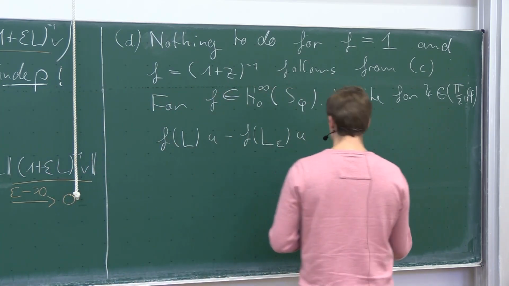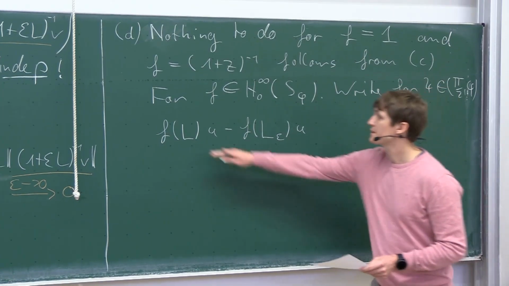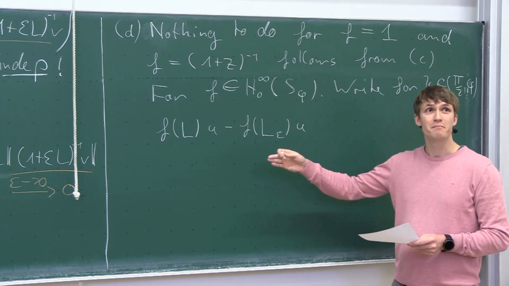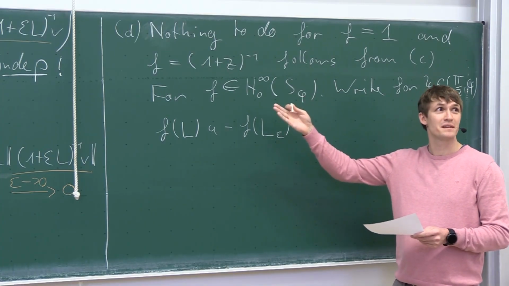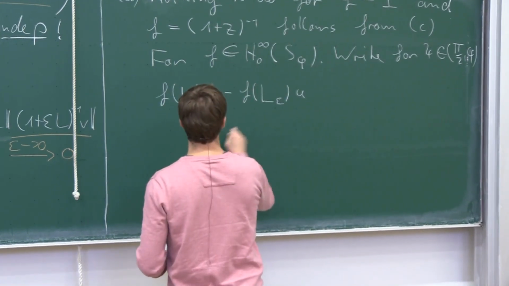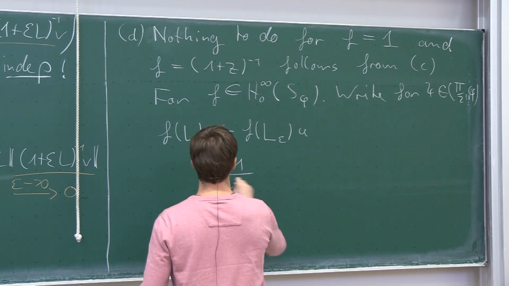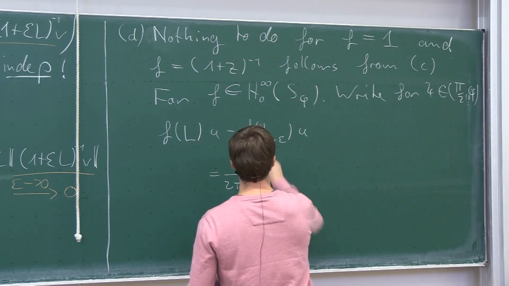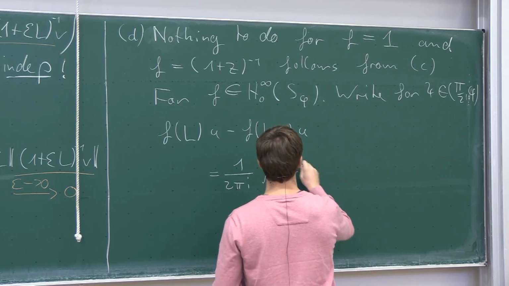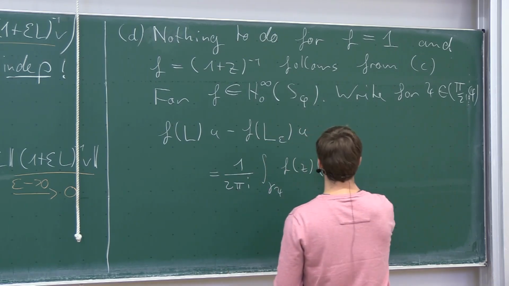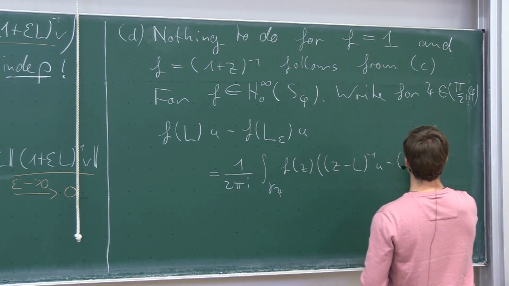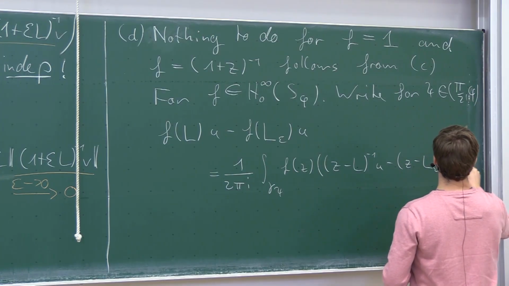Okay, by the very definition of the functional calculus, both of these terms are given by a Cauchy integral formula. And in this Cauchy integral formula, the main player is a resolvent, but the resolvent is something we already have under control from part C. So let's write this via the Cauchy integral formula. This coincides with 1 over 2 pi i multiplied by the path integral over the path gamma psi, and we integrate f of z times the resolvent of L applied to U minus the resolvent of L epsilon applied to U.